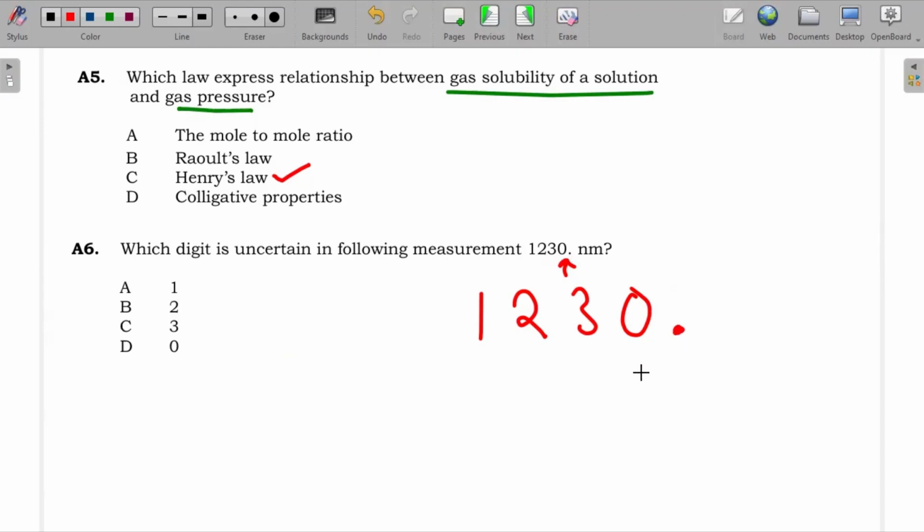So this point here simply means the 0 there is significant. So 0 is the last significant figure here. And the last significant figure is always the uncertain what? Digit. So here, the answer is what? D. Okay, so we are done with question 6.